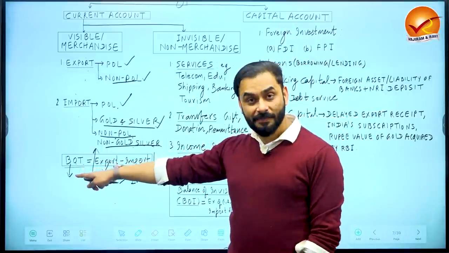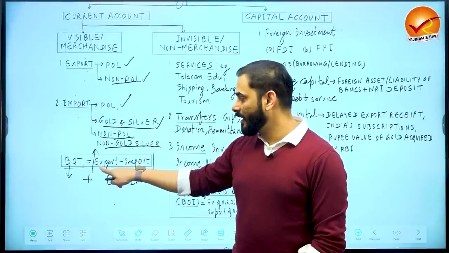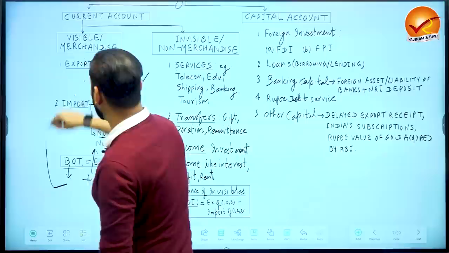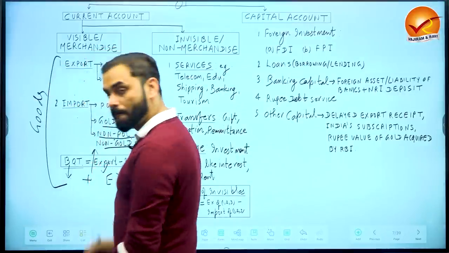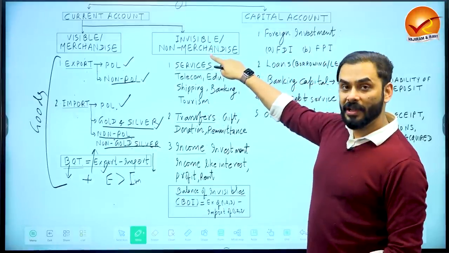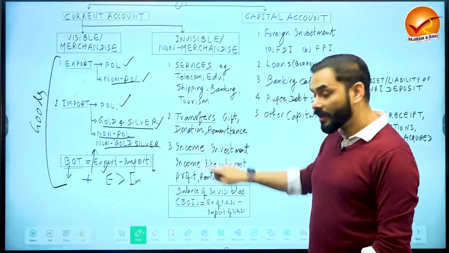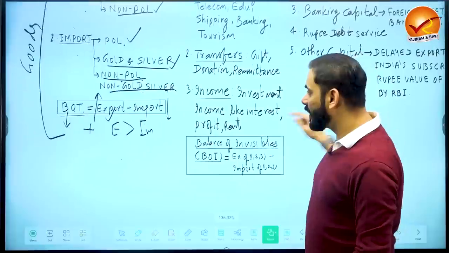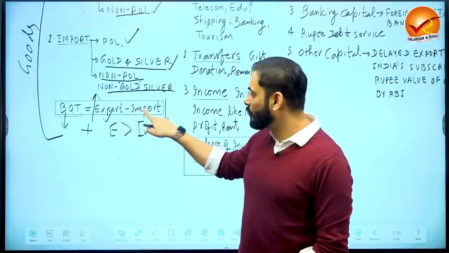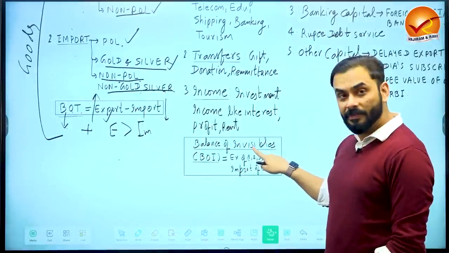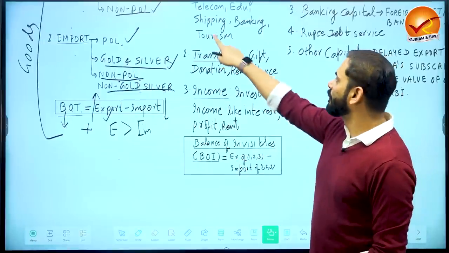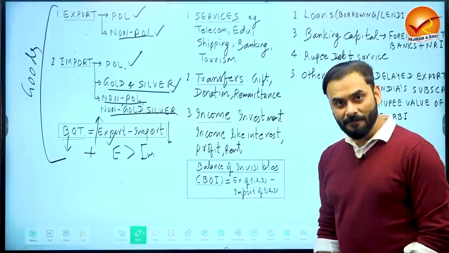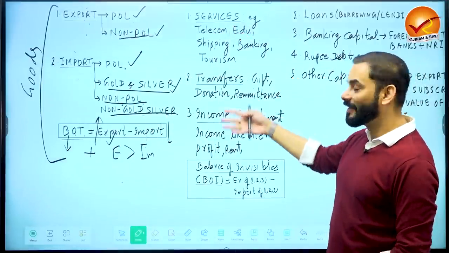So just like you call this balance of trade. What is balance of trade? Export of goods minus import of goods. So in visible or merchandise, we only take goods. And in invisible or non-merchandise, what are the things that we take? Services, transfer, and income, right? So what do you mean by balance of invisible? Just like balance of trade means export of goods minus import of goods, balance of invisible means export of services, transfer, and income minus import of services, transfer, and income.